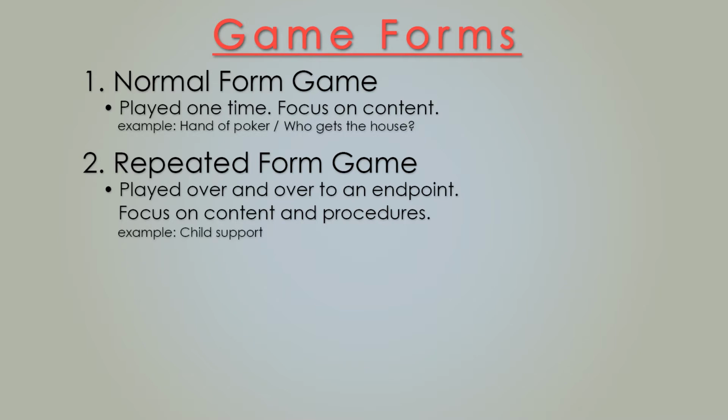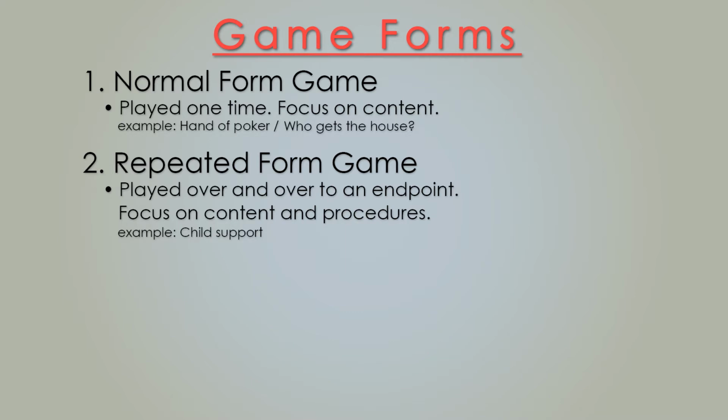Child support in divorce is an example. There is content at the beginning based on the incomes and relative needs of the parties and on the schedule. And so child support is agreed upon at the beginning of the divorce, but then there are procedures put in place for making future adjustments to child support, and then that ends when the children become adults.